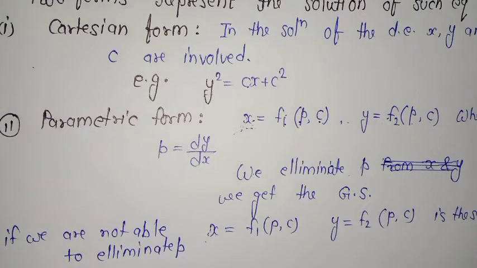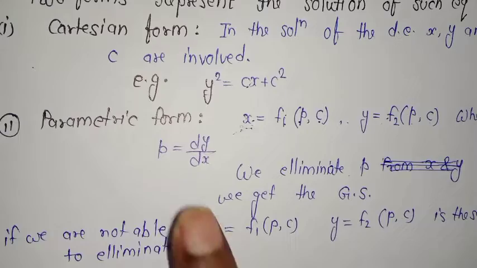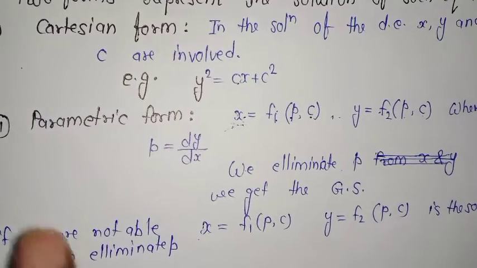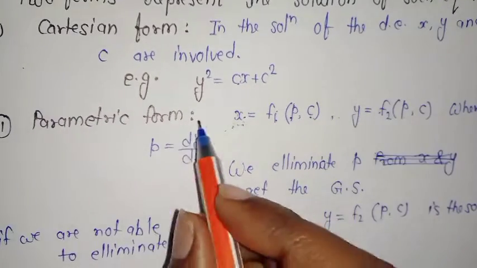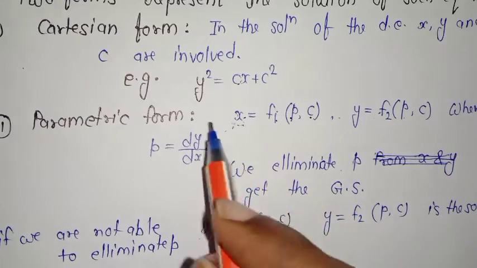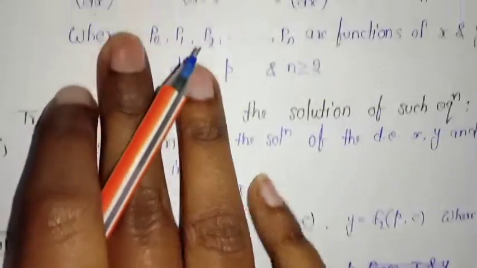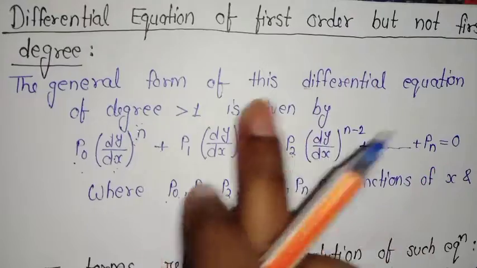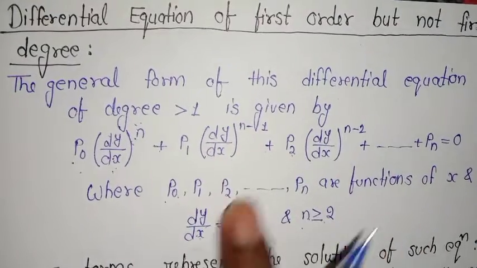So in this way we can get the required solution. I want to repeat this form again. Firstly, you have given an equation which is present in the differential equation of first degree but not of the first order. That is, it is present in this form.